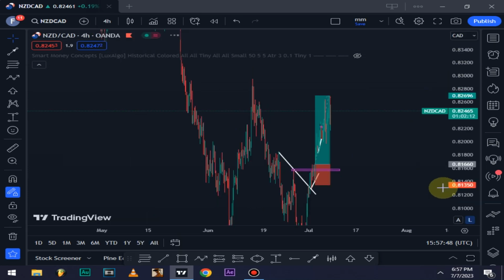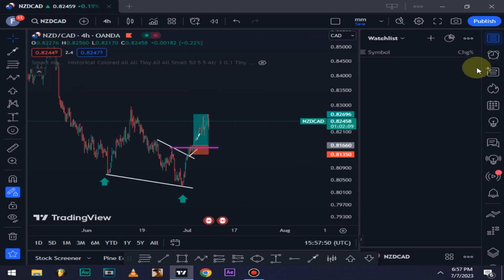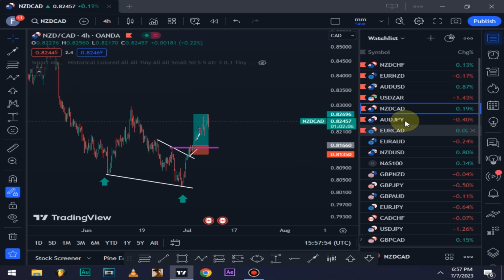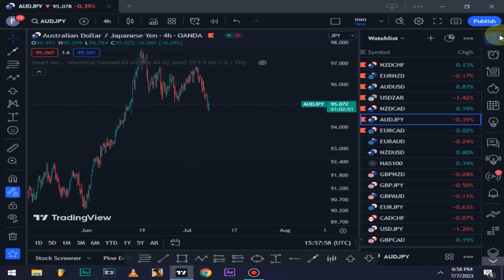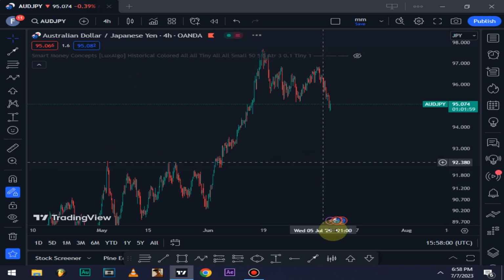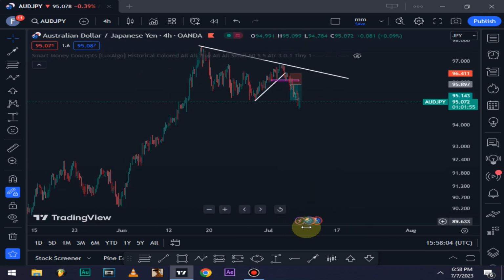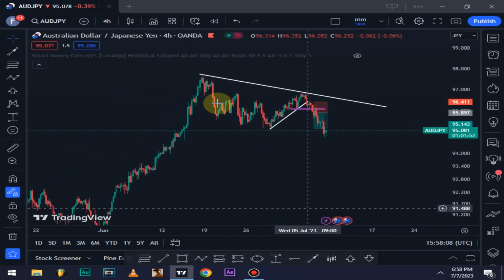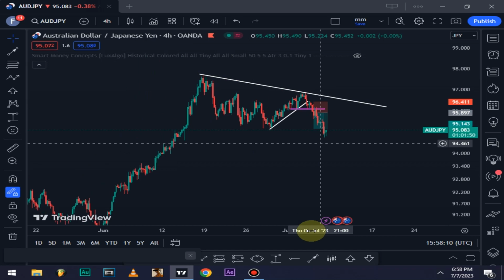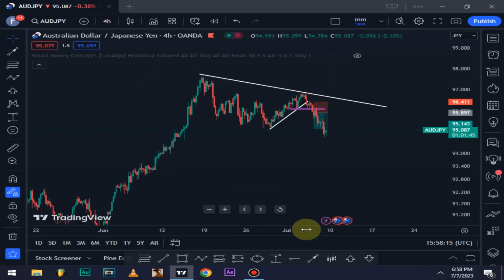And then that is NZD CAD. I had Aussie yen, of course. Aussie yen was also amazing, guys. I believe if you just watch my previous videos, this week's videos, you can see the same pairs that I'm talking about, how they were looking before this movement, of course.